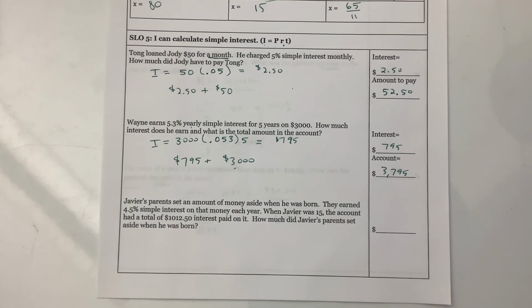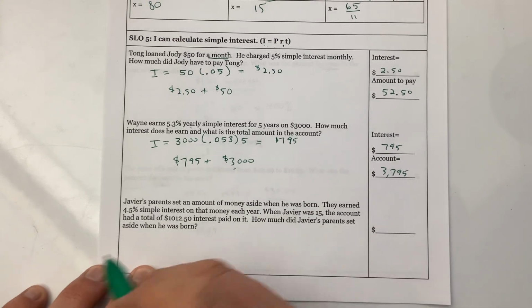Okay, last one. Javier's parents set an amount of money aside when he was born. They earned 4.5% simple interest on the money each year. When Javier was 15, the account had a total of $1,012.50 interest paid on it. How much did Javier's parents set aside when he was born? What is missing? I, P, R, or T? P is what is missing, the principal.